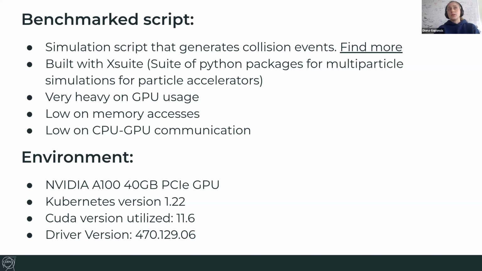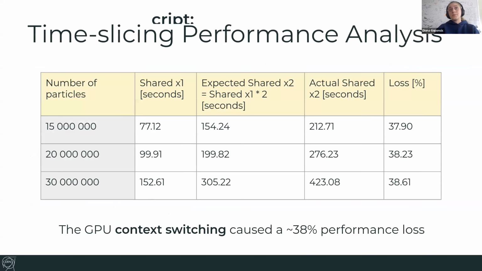In our case, we came up with a simulation script that generates collision events, built with Xsuite. It is very heavy on GPU usage, but low on memory accesses and low on CPU to GPU communication. Again, we're running on an A100 using a Kubernetes cluster. If we take a look at the time slicing performance, with only one process on the biggest input, which is 40 million, one simulation can run in 152 seconds.